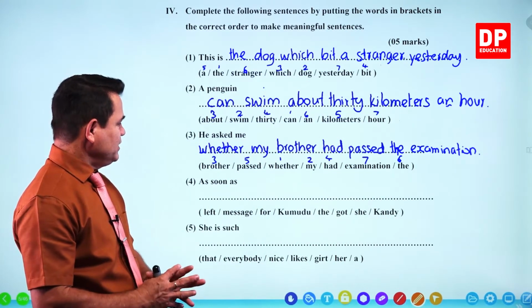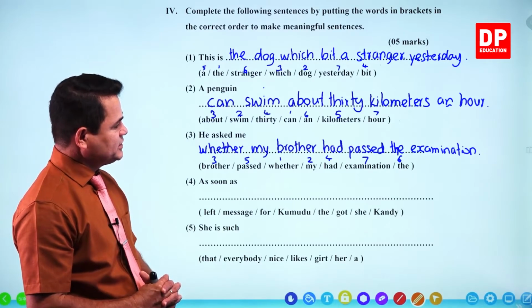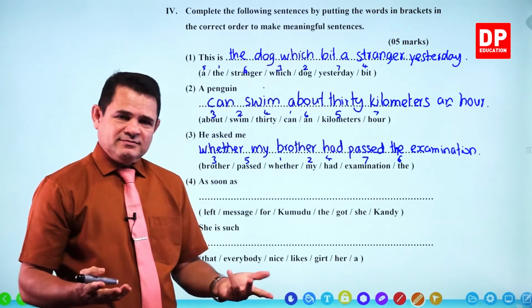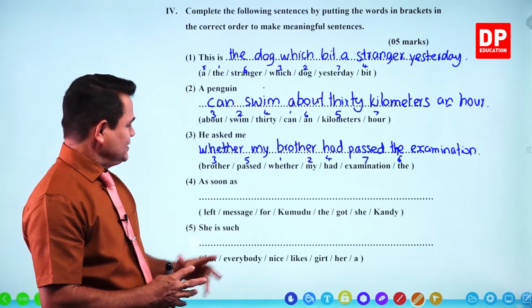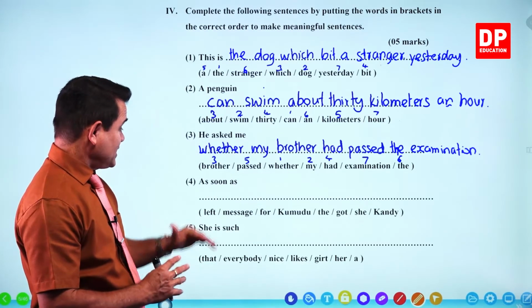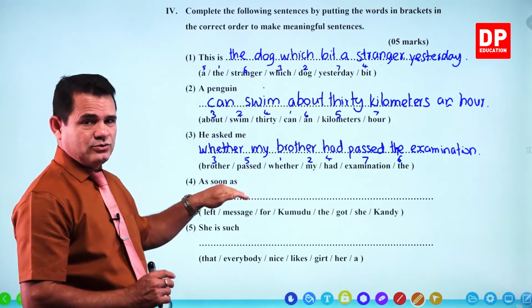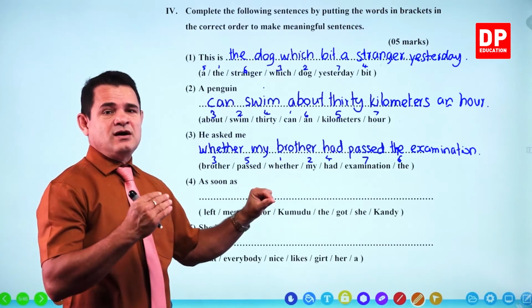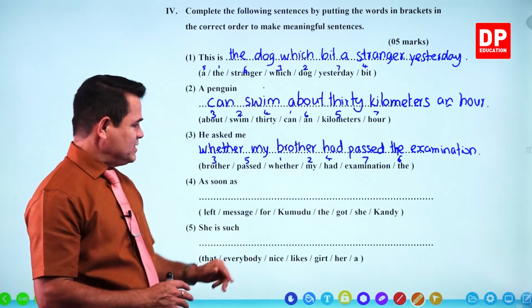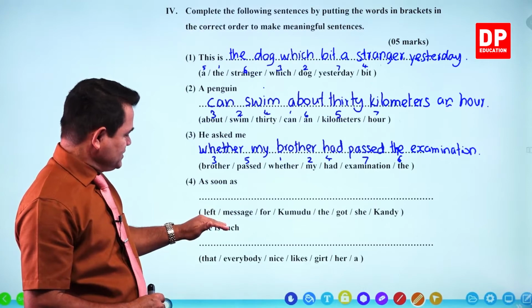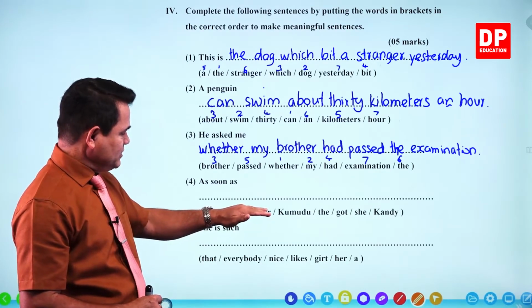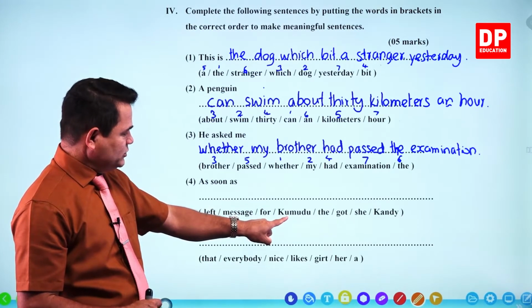He asked me whether my brother had passed the examination. Very simple. Look at the next one. As soon as. Now you know this one. As soon as. Left message for Kumudu.